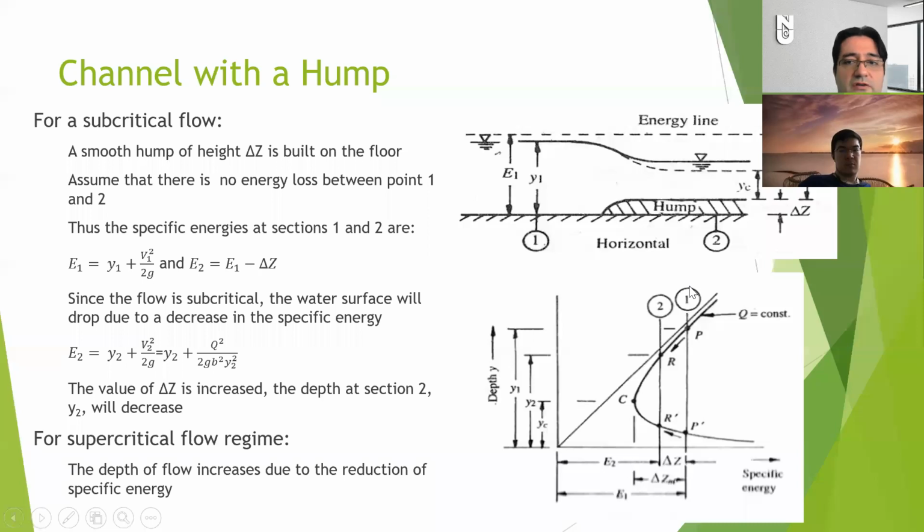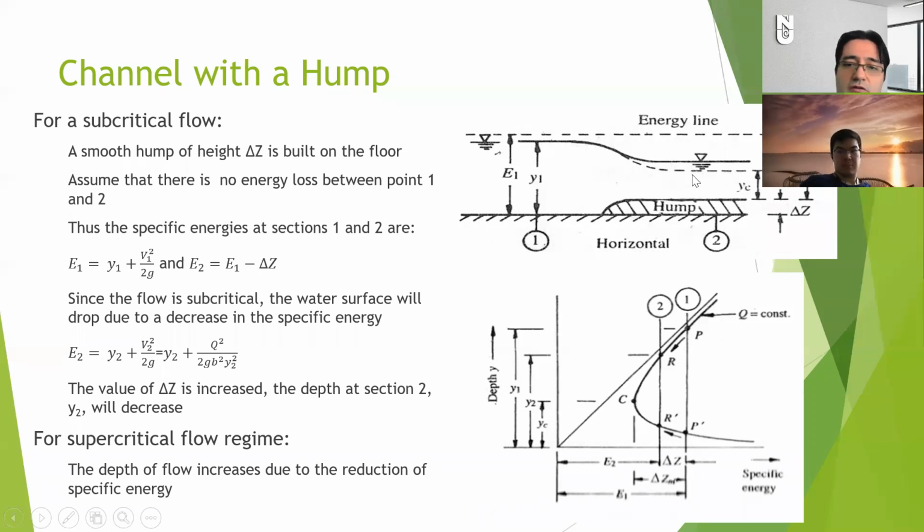The case we handled last Thursday was a subcritical flow experiencing a hump on the channel bottom. While the flow is passing over that hump, if it's subcritical flow, we learned that the depth of the flow is going to go down. It will decrease until reaching the critical flow depth.